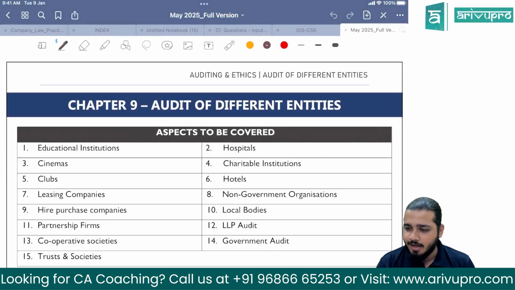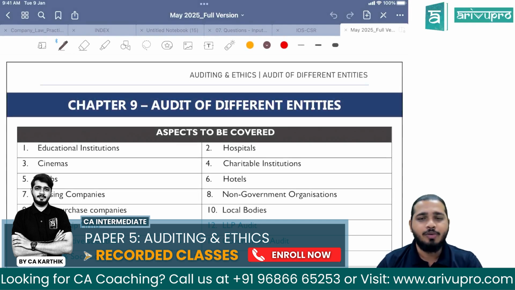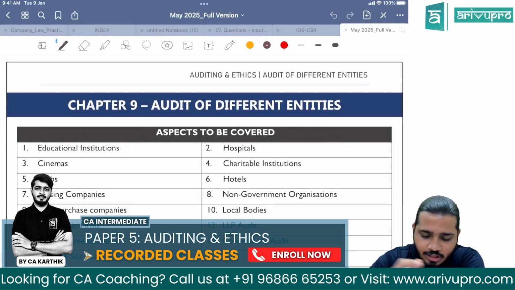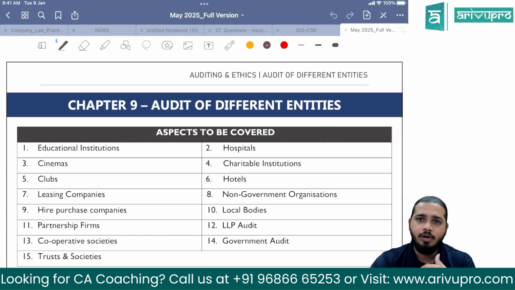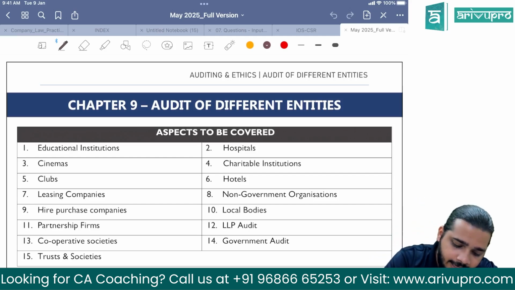Hello students, hello everyone. There are queries as to, sir, how do we study chapter number 5 and chapter number 9 in CA Inter paper number 5 Auditing and Ethics. So today I'll be telling you how effectively you can study chapter number 9 and chapter number 5. Chapter number 9 is about audit of different entities.